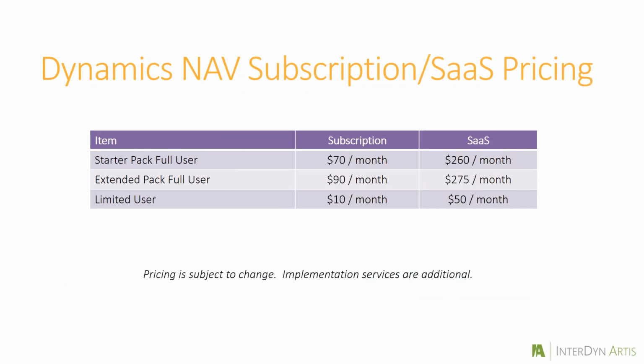So, subscription and SaaS pricing. You'll see 2 columns here. Subscription pricing is just the price for the software. You would have to have your own hardware to run that on. Maybe you already have an Azure environment and you want to have NAV on that. The subscription pricing could be a nice way to go there. And the SaaS pricing, that's the turnkey cloud option. You don't have to worry about anything except having a connection to the internet and a computer, of course. With this full-blown SaaS, your backups, server maintenance, upgrades, everything is included in that price.